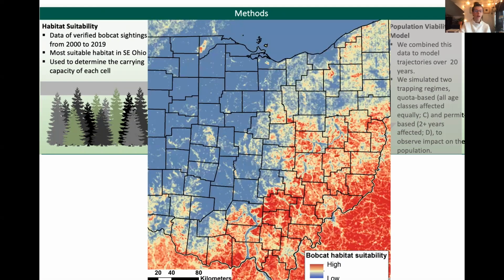This is a map of Ohio with warmer colors representing higher habitat suitability scores and cooler colors representing lower habitat suitability scores. And as you can see, most of the highly suitable habitat is found in the southeast portion of the state, which is not surprising. But this information was used to determine the carrying capacity of each cell in our model.